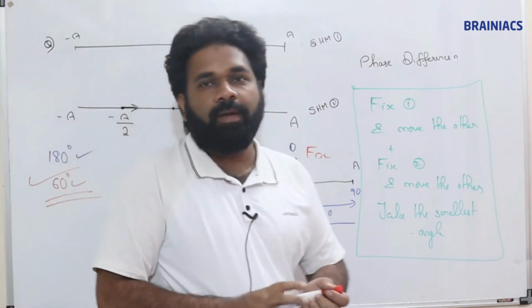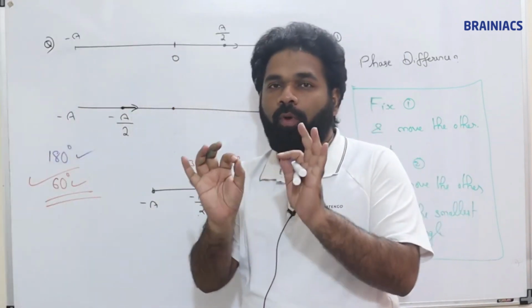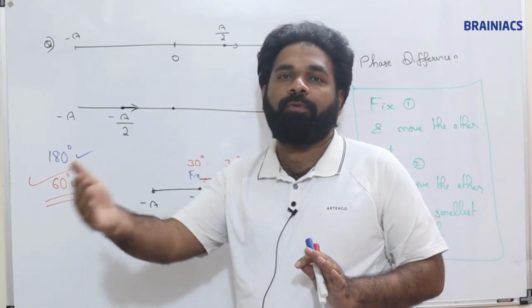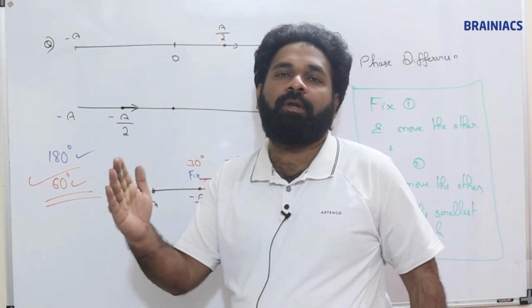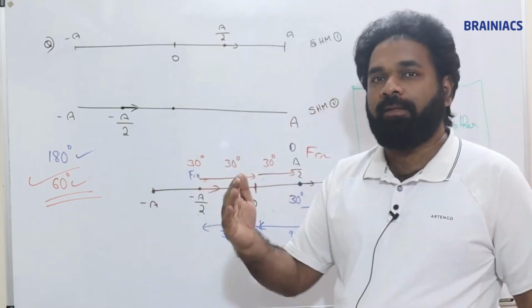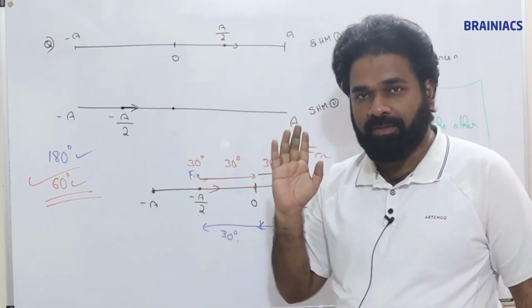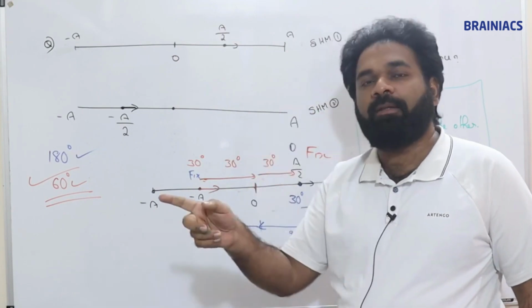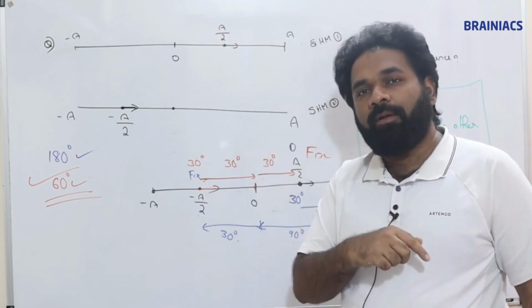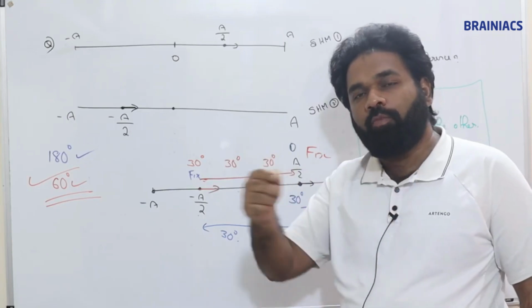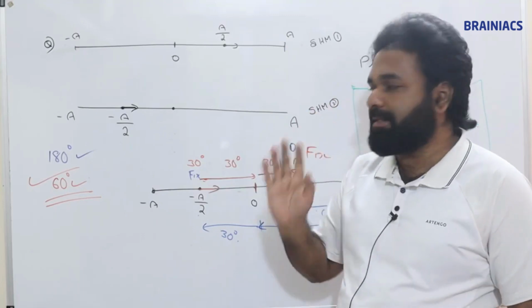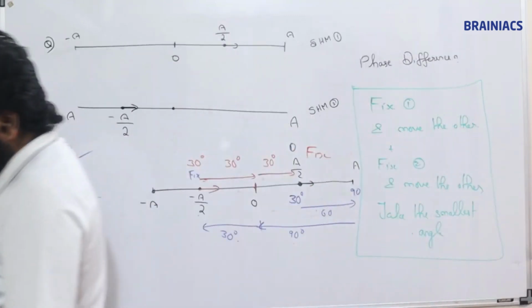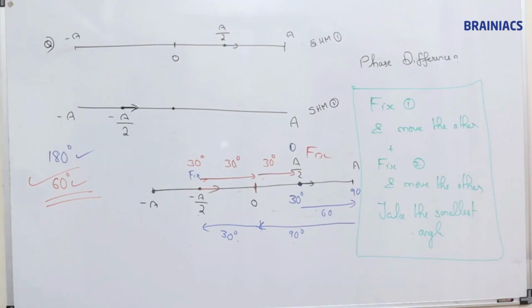So I repeat once again: fix one SHM there, move the other one. Carefully calculate the angular gap and find the phase difference when that one is fixed. Then fix the other one and move the second one. Again in the same direction, move through the angular gap and find the phase difference. Whichever one is smallest, choose that one. That is the phase difference between these two SHMs. Please note it down. We will do more questions.